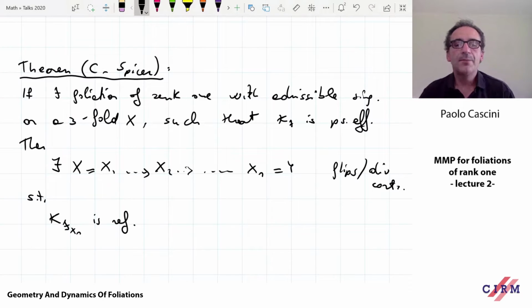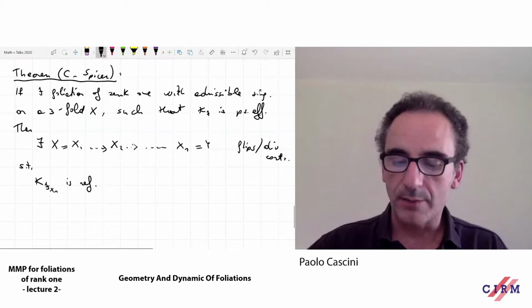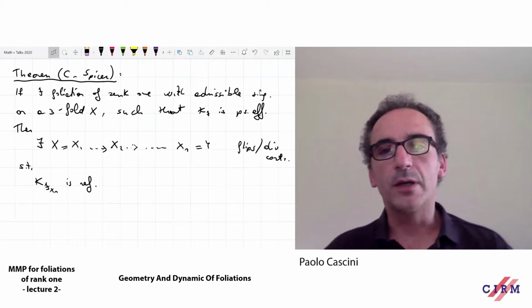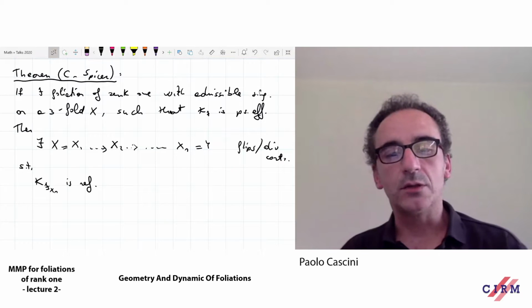Okay, why are we interested in this? Well, first of all, we would like to understand more carefully how to produce the minimal models. So in other words, we can really show that the minimal model is obtained by, exactly like in the classical minimal model program, running standard operations like flips and divisorial contractions.